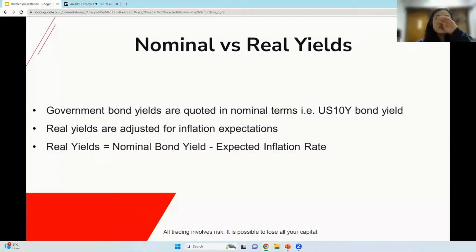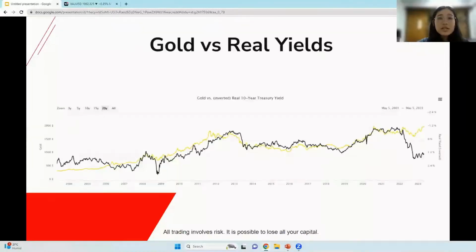So now we're going to be talking about the real yield relationship with gold. Okay, so government bond yields are quoted in nominal terms, i.e., the US 10-year bond yield, and real yields are adjusted for inflation expectations. So real yield equals nominal bond yield minus the expected inflation rate. Okay, now if we look at this chart, this is gold versus real yields. Okay, inverted real 10-year treasury yields.